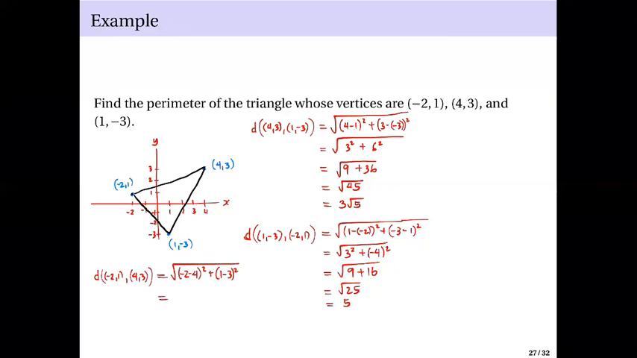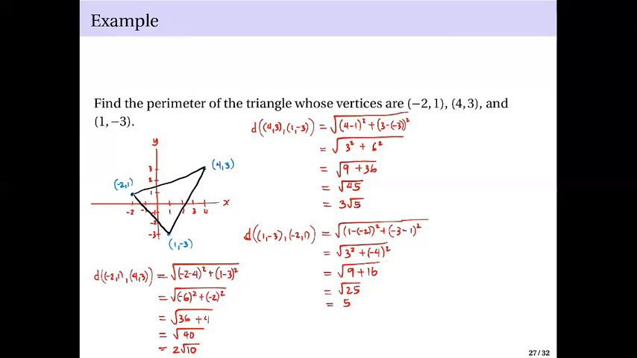Then negative 2 minus 4, that's minus 6. So minus 6 squared plus 1 minus 3, that's minus 2 quantity squared. So we'll get 36 plus 4 in here. And this is the square root of 40. Square root of 40, simplify it as 2 square root of 10.